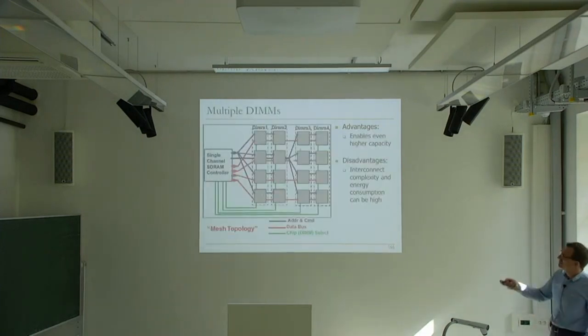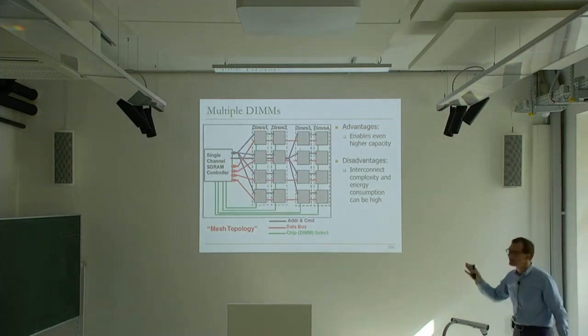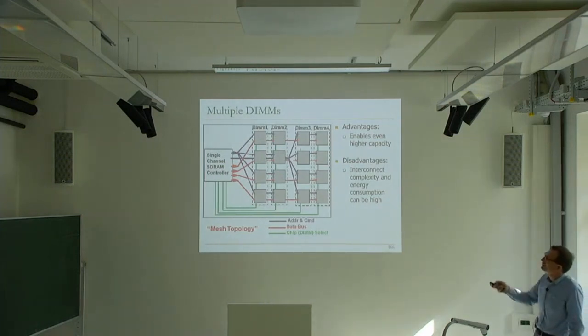So if you want to increase the capacity, things become more messy. Essentially, you need to connect more DIMMs. This is a messy picture, unfortunately, but this is one way of connecting more DIMMs to a single channel. Essentially, somehow you interconnect the DIMMs, and this enables even higher capacity. But depending on how you interconnect the DIMMs, interconnect complexity can be high, and energy consumption can be high, because these are actually long traces in a printed circuit board, essentially. Right? That's a lot of communication.